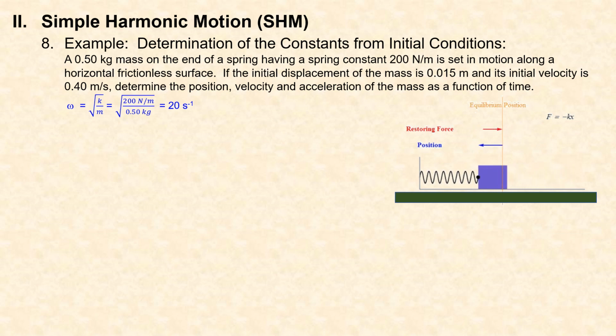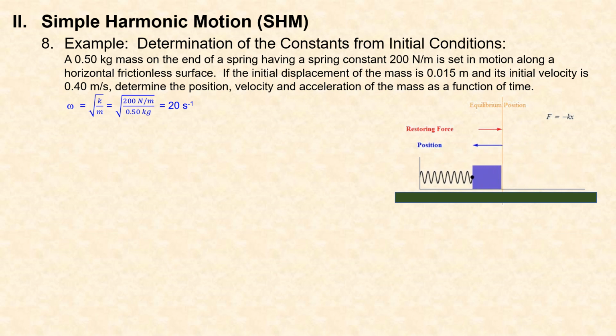So we now know that omega is equal to 20 radians per second, or 20 seconds to the -1 power. Now, to find the other two constants, that is A and phi, we're going to get that from the initial conditions. It basically is going to amount to solving two equations and two unknowns.